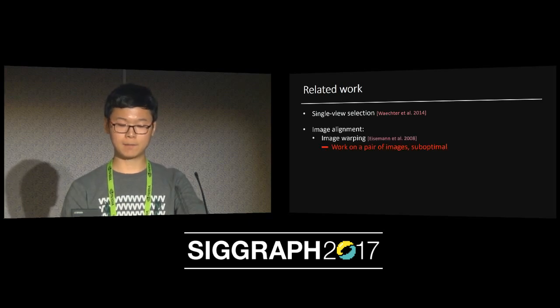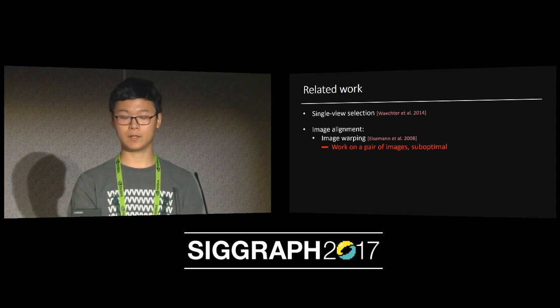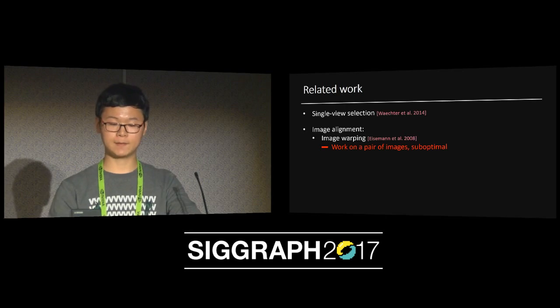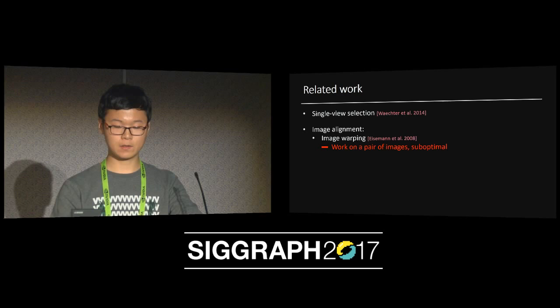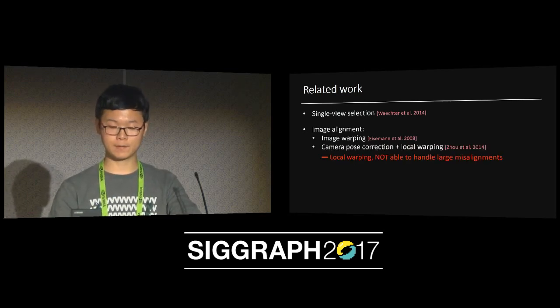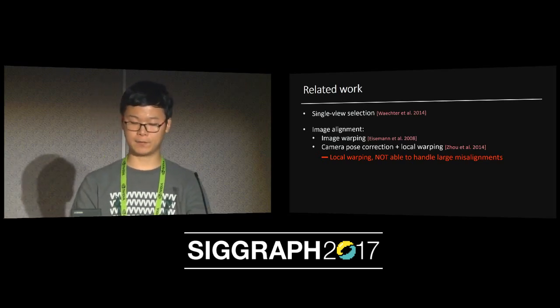For example, Eisemann addresses the misalignment between images by warping one image to the other using optical flow. Since it works on a pair of images and doesn't minimize the distortion globally, this method is suboptimal. The recent work of Zhou solves an optimization system to find optimal camera poses as well as non-rigid corrections of the input images. So they use local warping to do non-rigid correction, which is not able to correct large misalignments. And they produce ghosting and blurry artifacts.